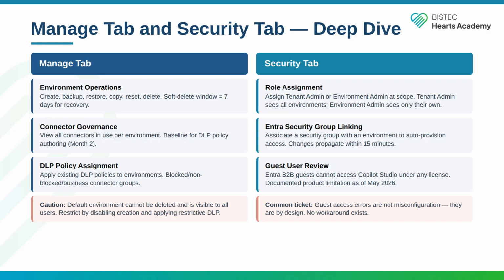The Security tab operates at two scopes. Tenant Admin, assigned in Intra as Global Admin or Power Platform Admin, sees every environment in the tenant. Environment Admin is scoped to a specific environment. That administrator manages one environment's security roles, backups, and settings, and cannot see other environments. The Intra Security Group linking feature lets you scale role assignment without adding individual users. Link a security group, manage membership in Intra, and access provisioning is handled automatically.